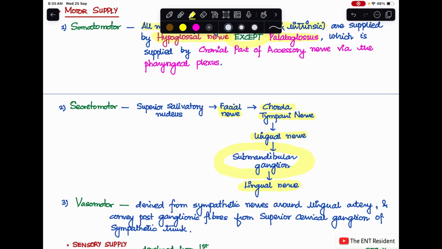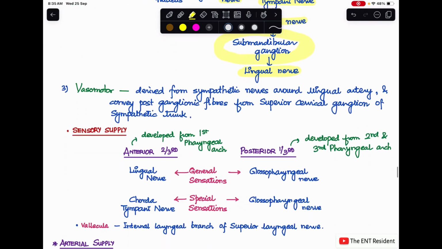What does somatomotor mean? It means the supply to the muscles of the tongue. Secretomotor means the supply for the secretions of the tongue. And third of all, vasomotor means supply to the vessels which are supplying the tongue. Next, we come on to the sensory supply.